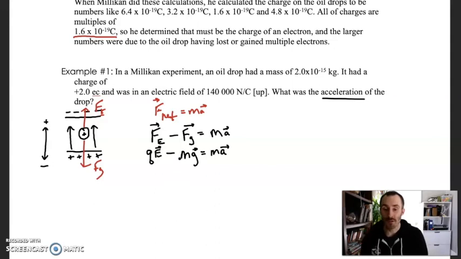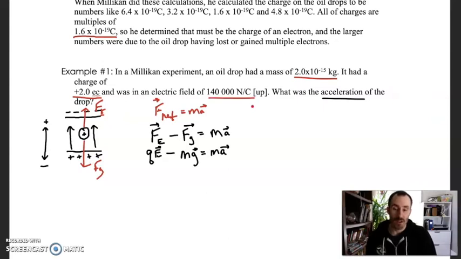Now, if we look through the question, the things that we are told are the mass of the drop, the charge of the drop, the field, and we are missing the acceleration. So if we look through our formula, we're given the charge, the field strength, the mass, we know the 9.8, and this is also the mass. So the only thing that's missing is the acceleration. So we have to do some algebra to get that by itself.